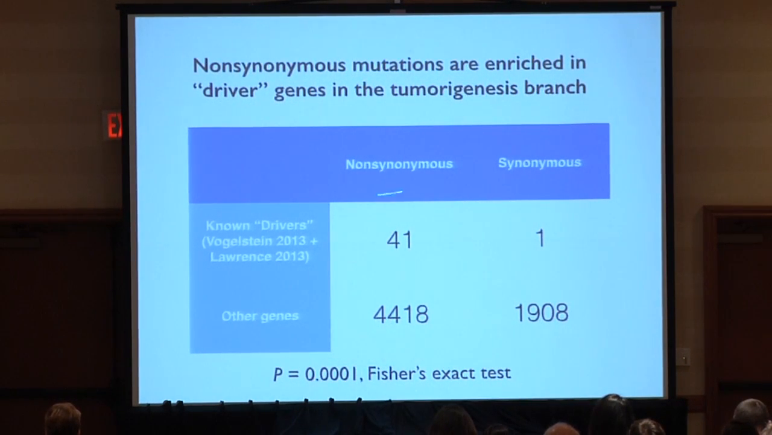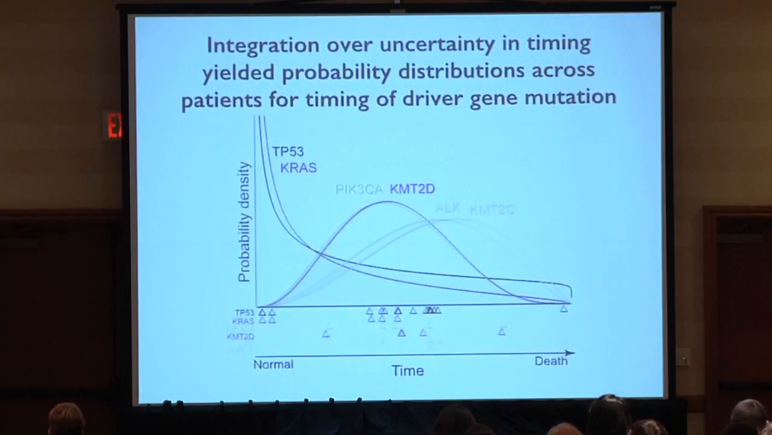So if you look at non-synonymous changes, which presumably might actually change function and actually have a selective effect, versus synonymous changes, we get a very, very high enrichment of non-synonymous changes in known drivers compared to synonymous ones. And that's very significant by a Fisher's exact test compared to the other changes. And this is true when we remove the hypermutators or anything we do to this data, it still comes out significant.